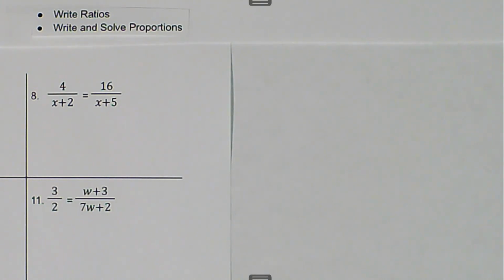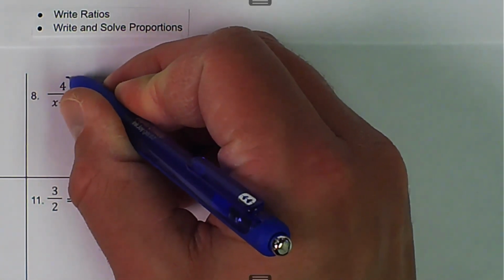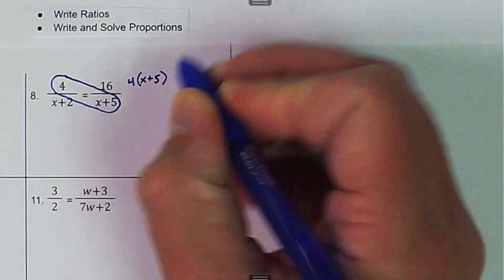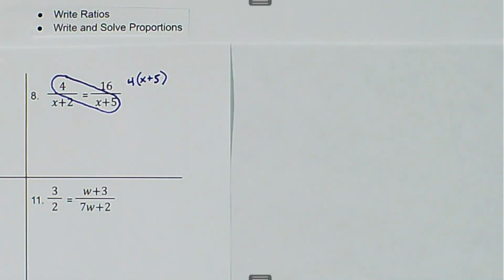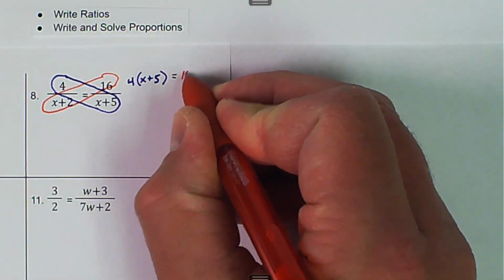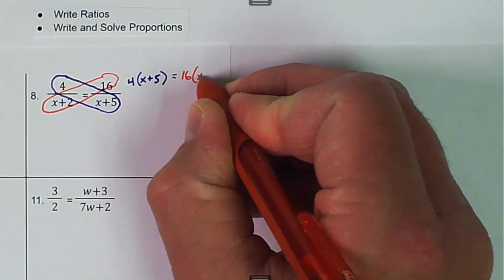We're talking about ratios and proportions. In here, we want to solve proportions. So I have example 8 and 11. And even though we have two expressions in the denominator, we still want to multiply the means times the extremes. So our extremes are going to be 4 times x plus 5. And we're going to set that equal to our extremes, which is going to be 16 times x plus 2.